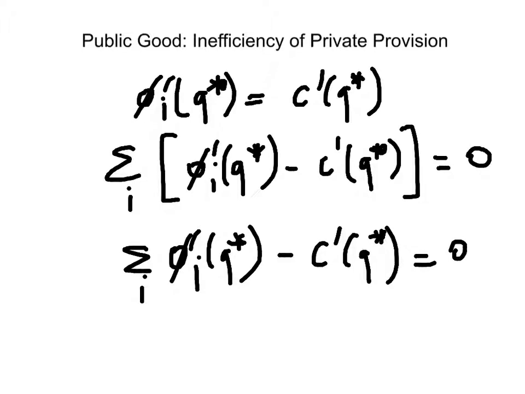In fact, what will happen is that the consumer who derives the most utility from the public good will end up paying for the entirety of the provision of the public good, and everybody else will be a free rider. So the issue here is one of free riders in terms of the inefficiency of the private provision.